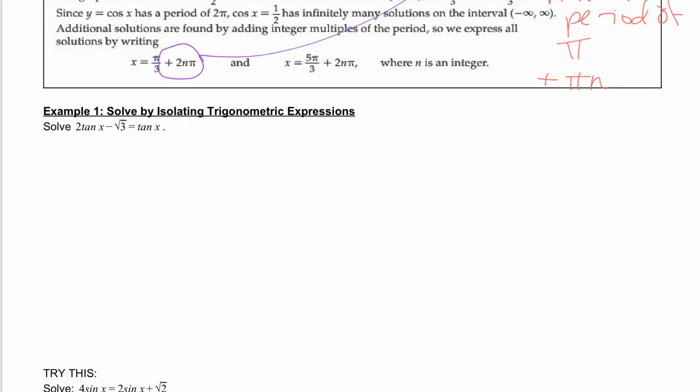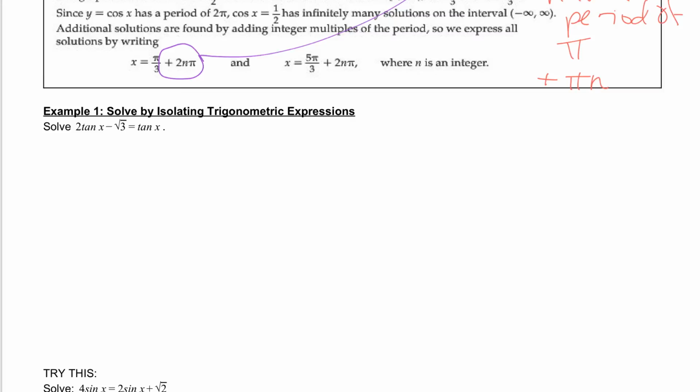We want to solve 2 tan x minus the square root of 3 equals the tangent of x. If we take a look at both sides, we have a tangent on both sides. If we have the same trig function, it makes things a little bit easier, and all we need to do is get that trig function together, just like if it were a variable back in Algebra 1. So I want to take the 2 tangent x and move it over to the right, because I have this square root of 3 over here on this side. It doesn't really matter.